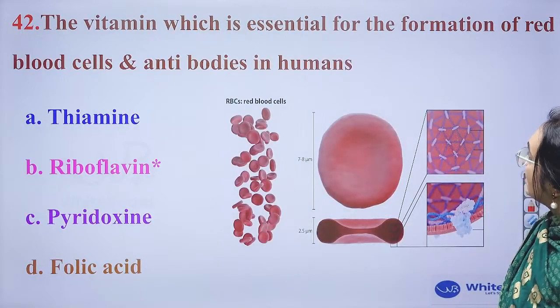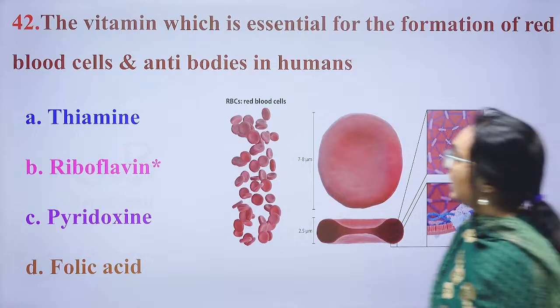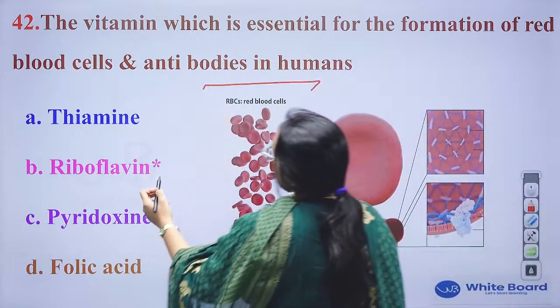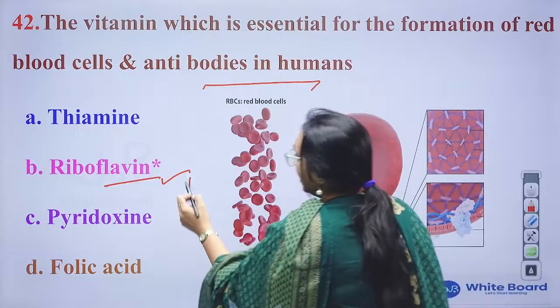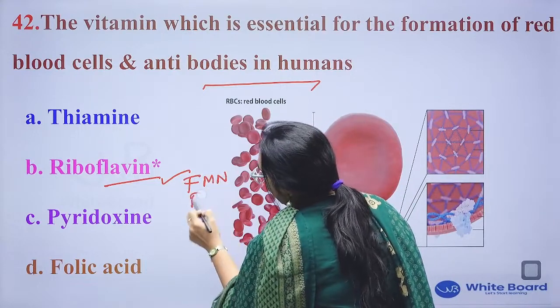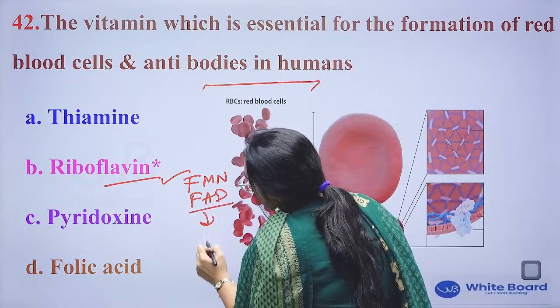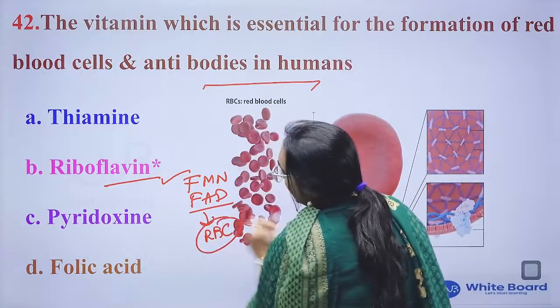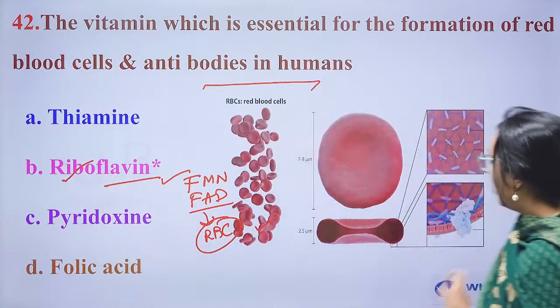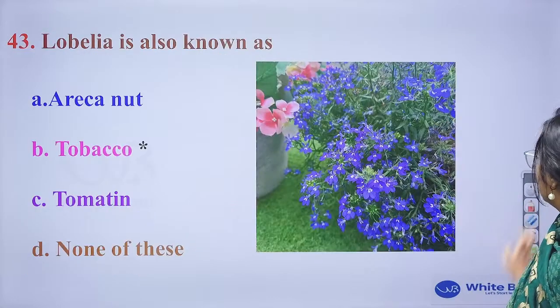Next question. The vitamin which is essential for the formation of red blood cells and antibodies in humans. It is RBC formation. Riboflavin is responsible for FMN and FAD cofactors through which the RBC is formed. So here answer is B. 42 answer is B.